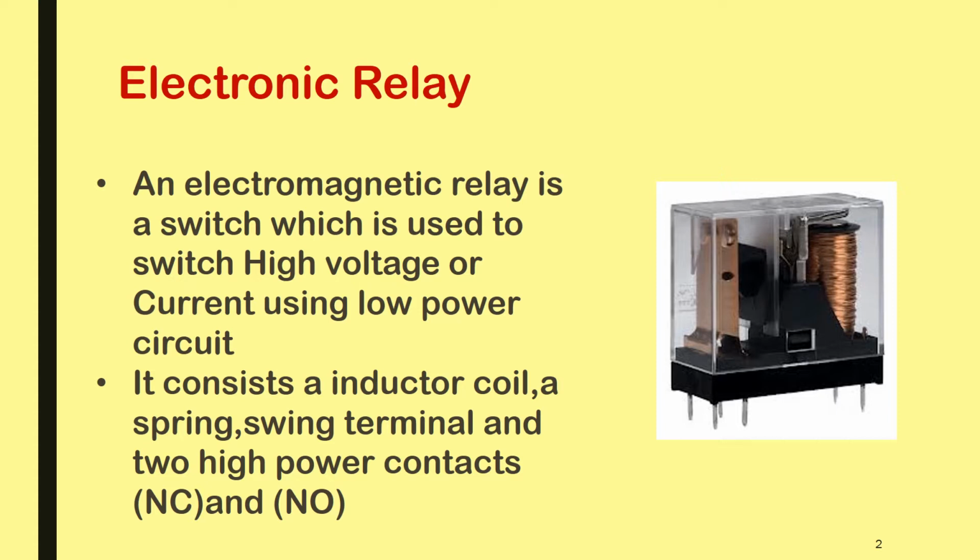It consists of an inductor coil, a spring, a switch terminal and two high power contacts. You can see a small picture. So the internal arrangement of a relay is shown, and mainly it gets operated with the help of two contacts, that is the normally closed contact and the normally open contact.